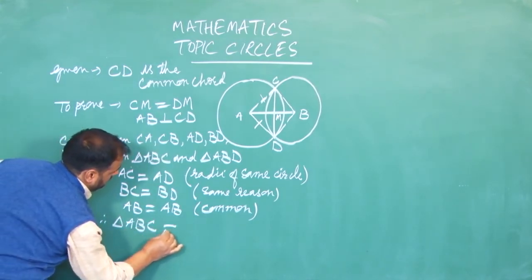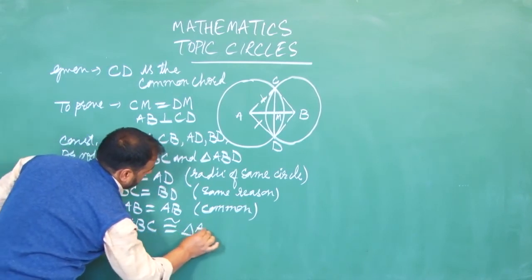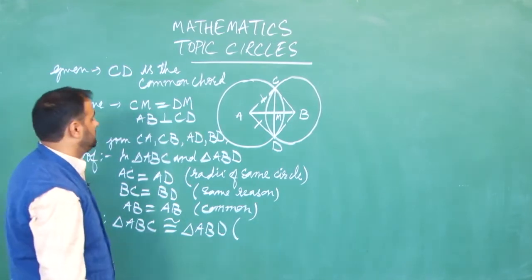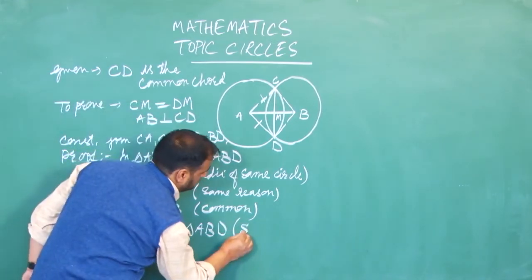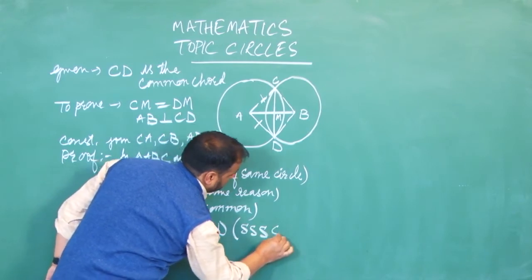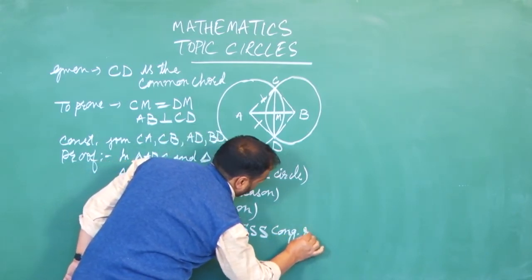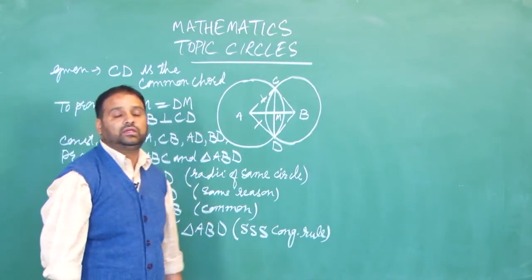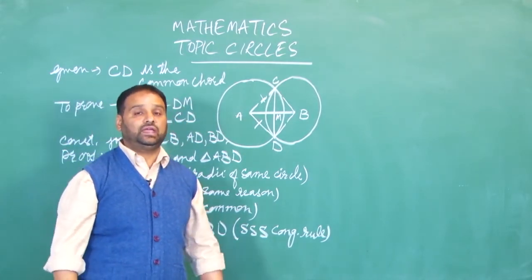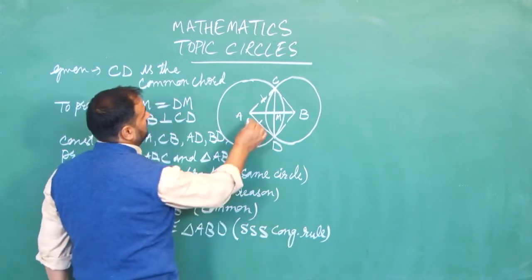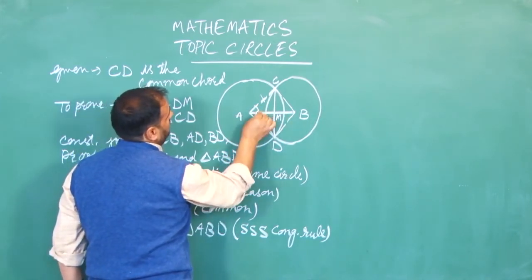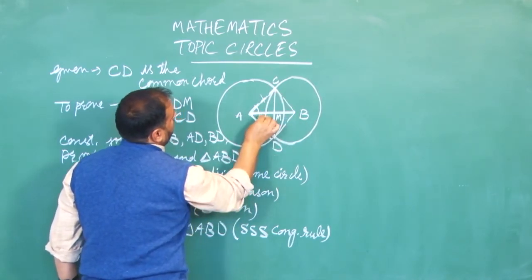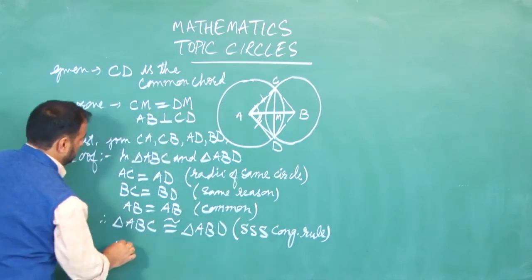Triangle ABC is congruent to triangle ABD. All the three corresponding sides of one triangle are equal to the corresponding sides of the other triangle. The triangles are congruent by side-side-side congruency rule. When these triangles are congruent, then their any corresponding angle is equal. We can take angle BAC, this angle BAC and BAD. Both angles are equal.